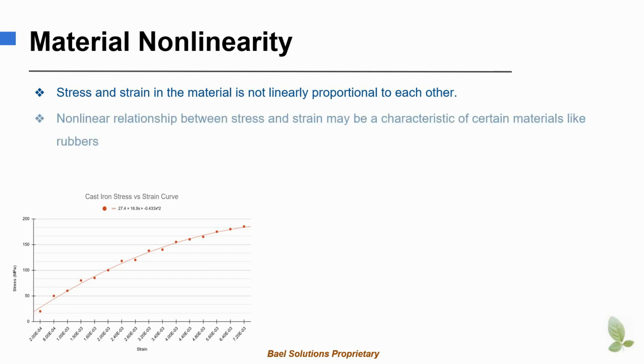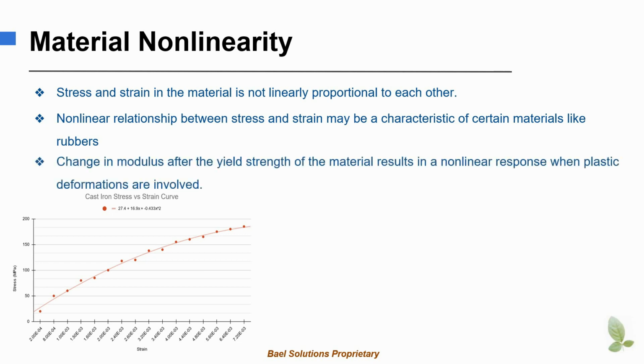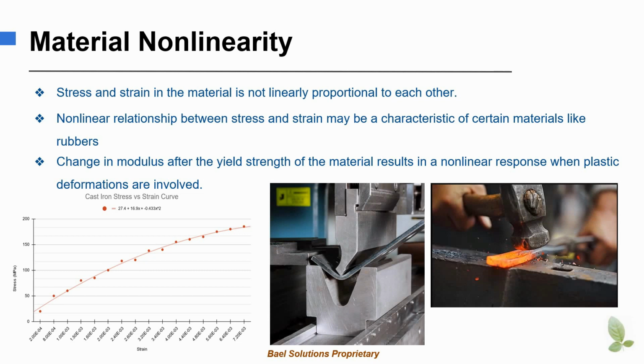Nonlinear stress-strain relationship can be a characteristic of certain materials, like rubbers or polymers. Even materials with linear stress-strain relationship, like steel, demonstrate a nonlinear relationship between stress and strain, near and after the yield stress of the material. Therefore, metal forging, in which materials are stressed beyond the yield stress of the material, is a good example of a material nonlinearity.